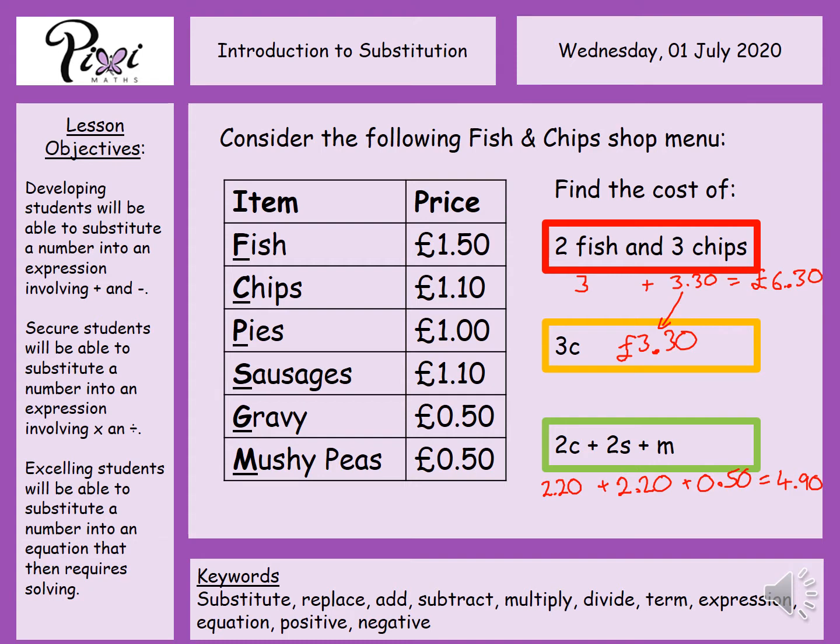So what we've actually been doing there is substitution. Here we were told we're looking for 3C, or 3 times C. We then had to replace the value of C with the one from the table here. And we're going to say a bit more about what substitution is today.